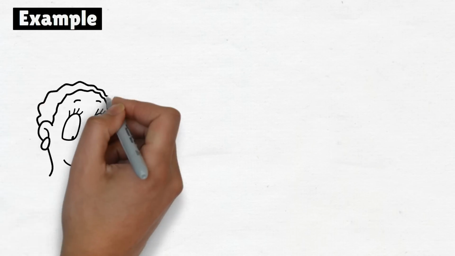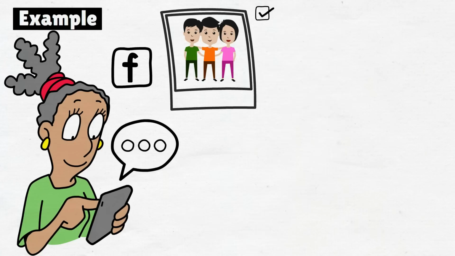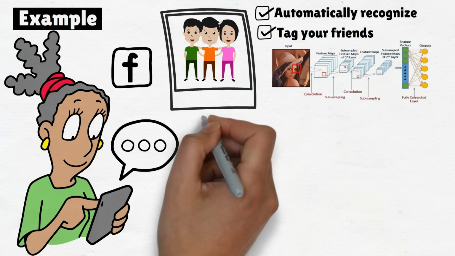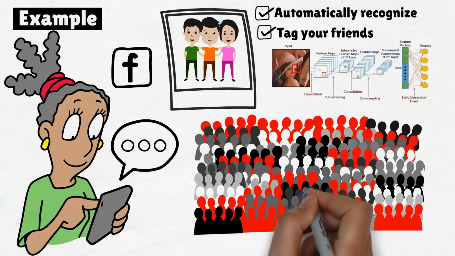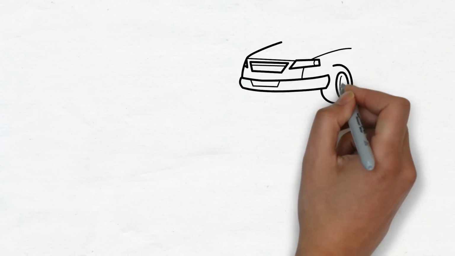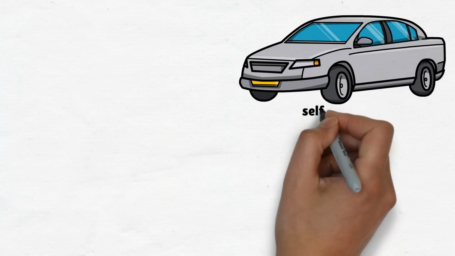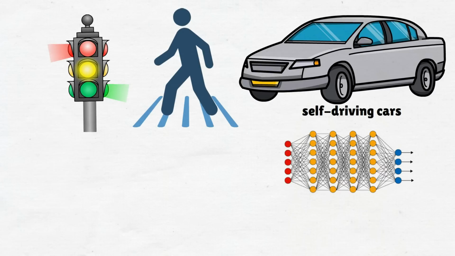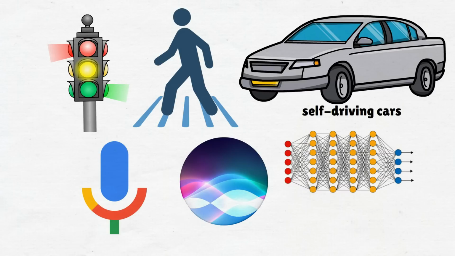Example: if you've ever uploaded a photo to Facebook and noticed that it can automatically recognize and tag your friends, that's deep learning at work. The system has learned to identify faces by processing millions of pictures, and now it can recognize people even if it's a new picture. Deep learning is used in a lot of exciting areas, like self-driving cars. These cars use deep learning to recognize things like pedestrians, other vehicles, and traffic signs so they can navigate the road safely. It's also used in voice assistants like Google or Siri, helping them understand natural speech more accurately.